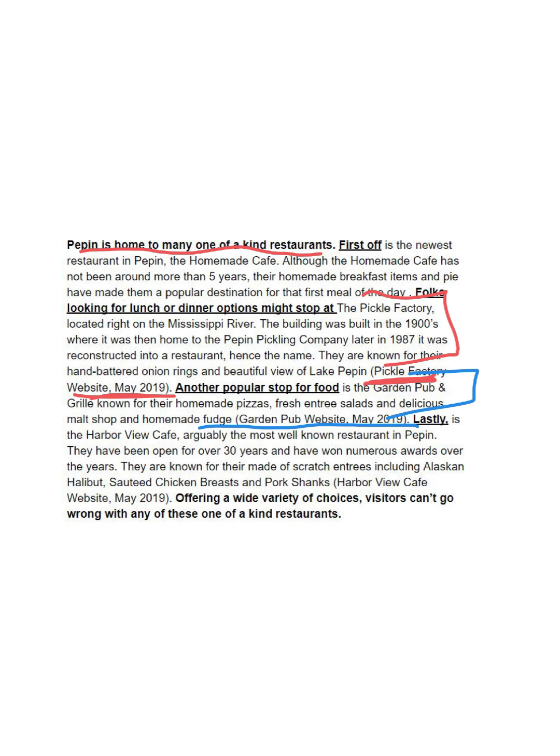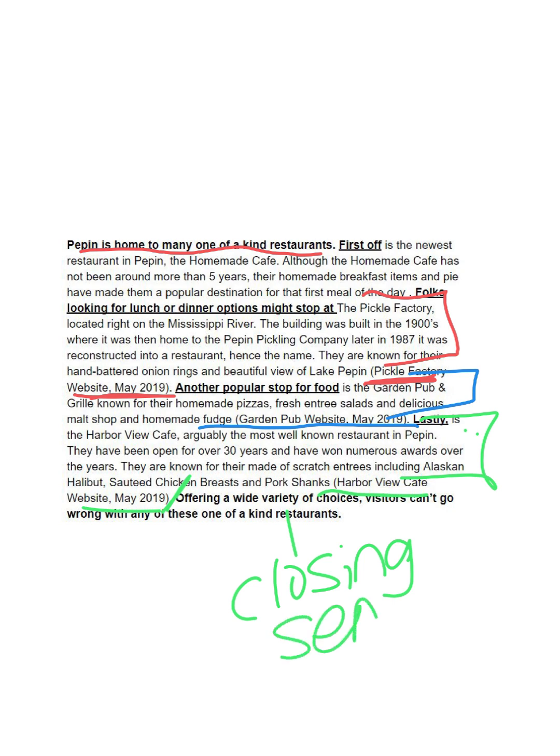Then I am talking about the Harborview Cafe. I have that information here. I have the citation at the end. Notice how I have it before my closing sentence. Okay, this is my closing sentence. My citation is going before the closing sentence. And I have Harborview Cafe in parentheses, website, capitalized because it's a proper noun, it's a name of a website, comma, May 2019, parenthesis, period at the end. The punctuation comes at the end because the citation is part of that sentence.